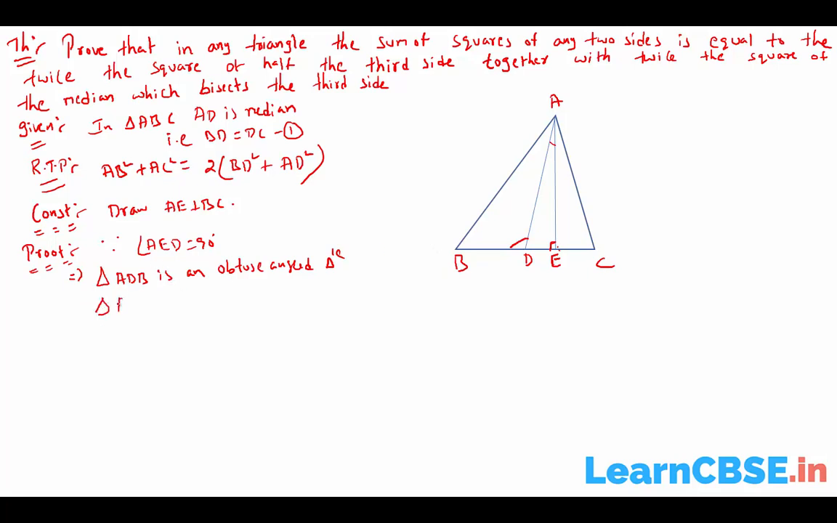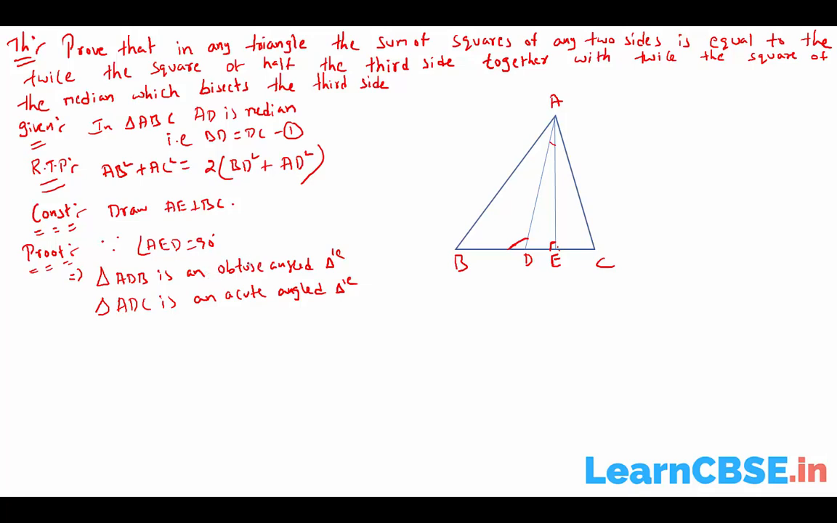And triangle ADC is an acute angle triangle. Because observe this triangle ADC, this obtuse angle is the exterior angle for triangle ADC also, that means the sum of two acute angles, so A and C, and obviously this is also an acute angle. So obviously these three are acute angles. And moreover, you can see the perpendicular lies inside the triangle, so it is an acute angle triangle.